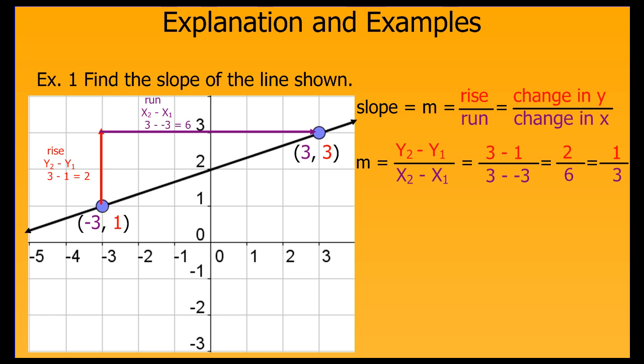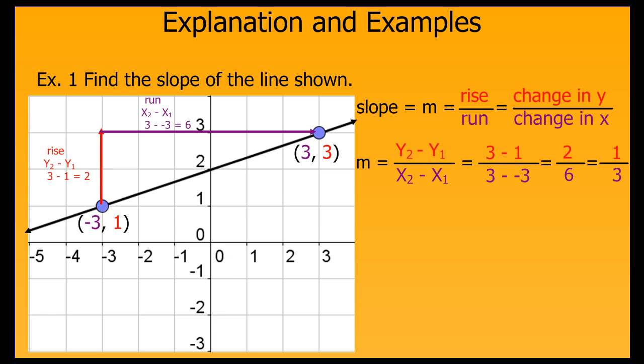Even though we have a formula, it's helpful to look at the graph both to visualize what's going on and to get a better understanding of what we're actually talking about. For our run, we do the same thing with our x coordinates. We take the 3, which is the x coordinate of our second point, and subtract the -3, which is the x coordinate of our first point, and get a run of 6.